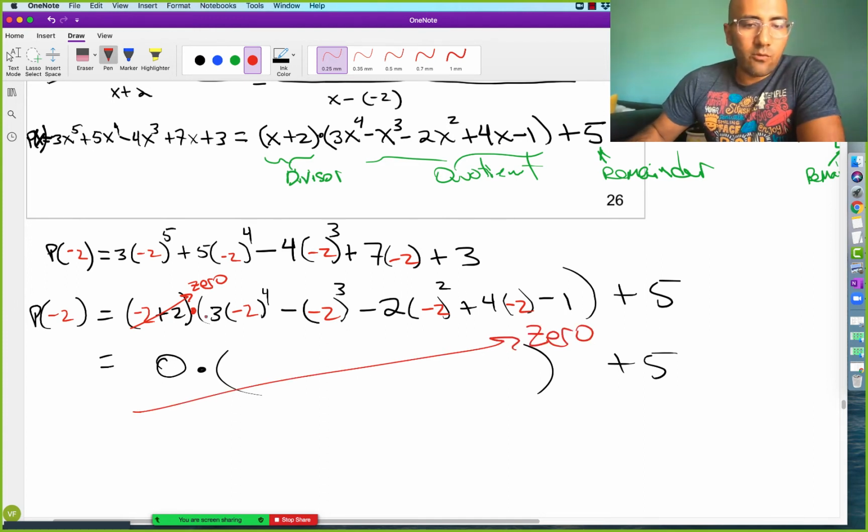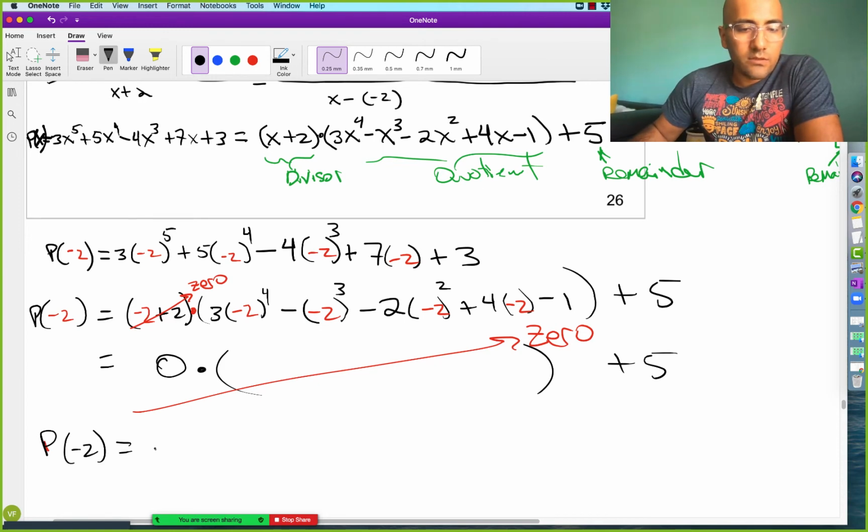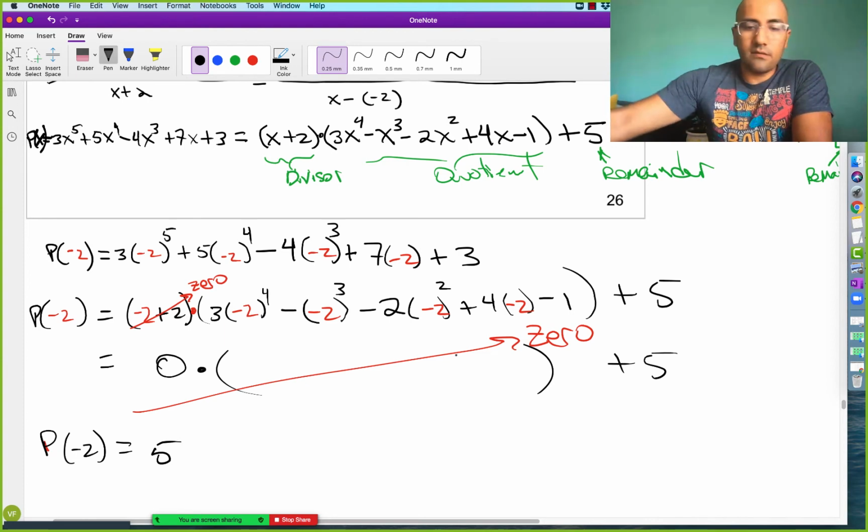So I've simplified my work because I don't have to figure out what this whole thing is. It doesn't matter. The whole thing is 0 plus 5. So I know that my final answer is going to be p evaluated at -2 is equal to 5. Any questions about that?